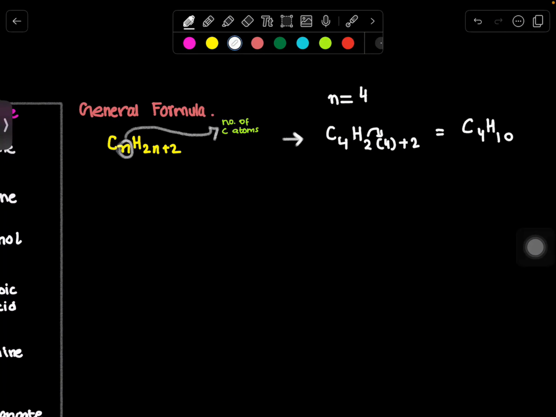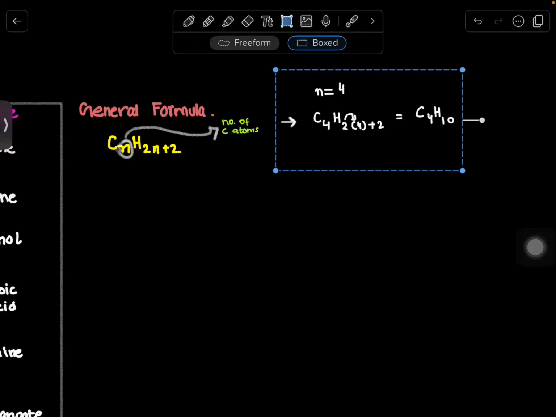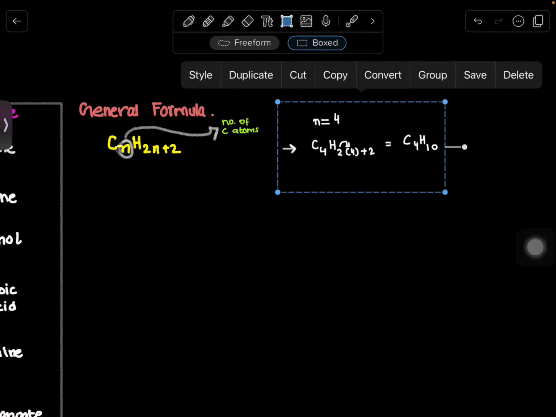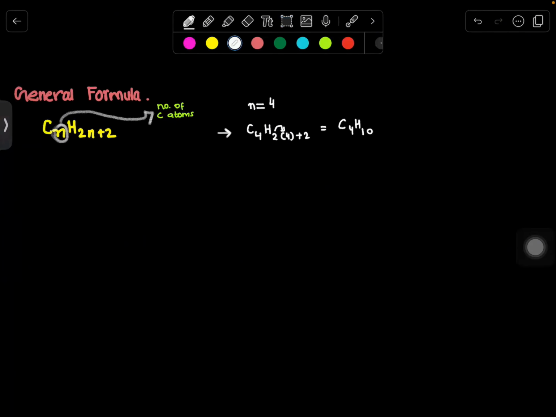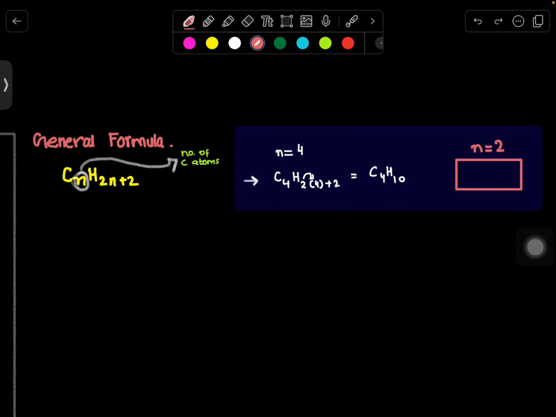Do you think you can figure out the actual formula if you have the general formula and the number of carbons given? Yes. All right, let's do one more example. I will give you the number of carbons and I want you to figure out the actual formula using the general formula. Let's say you have 2 carbons. Please do some working and tell me the actual formula of that compound. I got C2H6. That is correct.